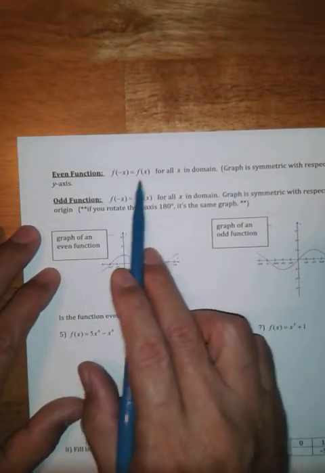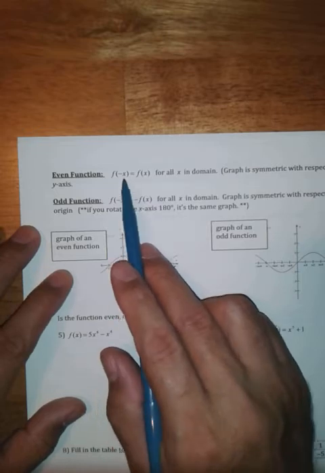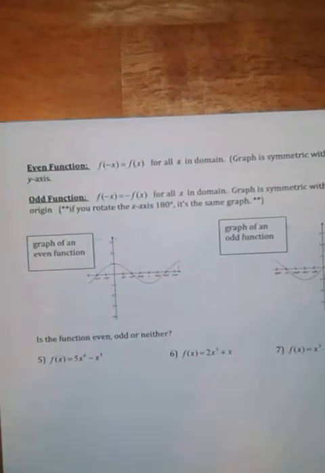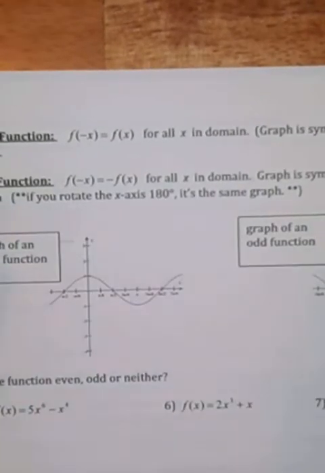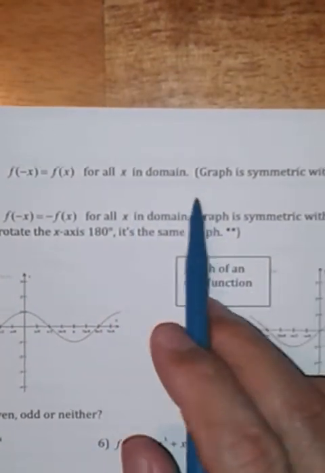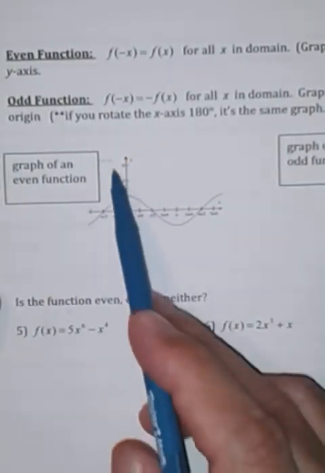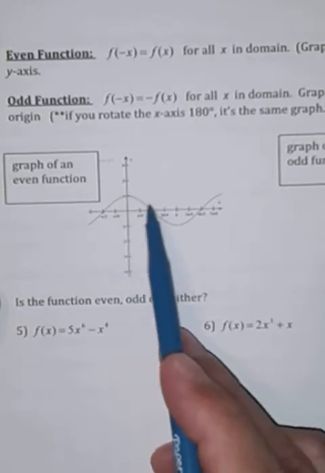So let's start again. An even function is defined as a function where f of negative x equals f of x for all x in the domain. On a graph, the graph is symmetric with respect to the y-axis, which means it is a reflection across the y-axis, or we can think of the y-axis as a mirror, right?